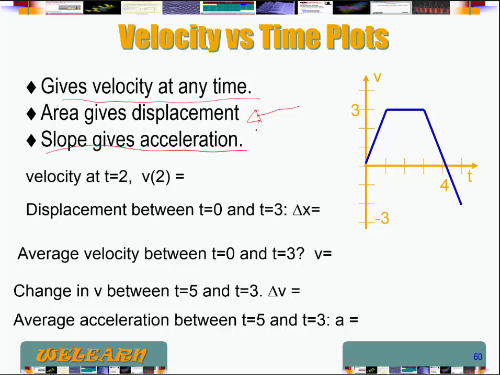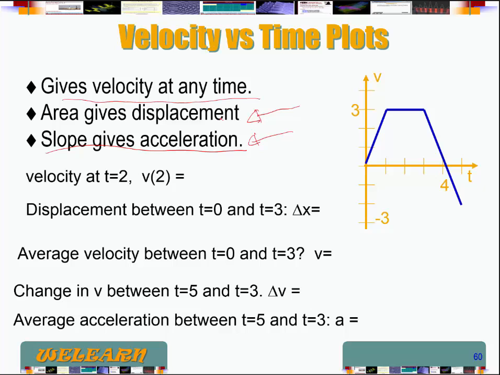So for position graphs, the slope gives velocity. For velocity graphs, the slope gives acceleration. But notice here, we don't get position from velocity graphs, but we can get a displacement.